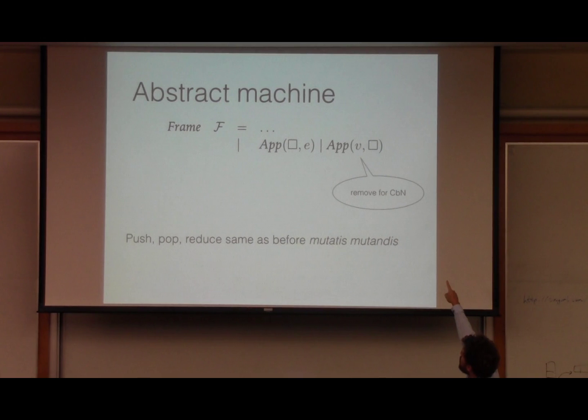So it's saying, if you have an application with a serious term on the left, you can push an app frame with the argument onto the stack. Or if you have an application with a value on the left and a serious term on the right, you can push this stack frame. You would remove that if you were doing call by name, in the same way that you would remove that context from the grammar. Okay, and then push, pop, and reduce are basically what we saw before.